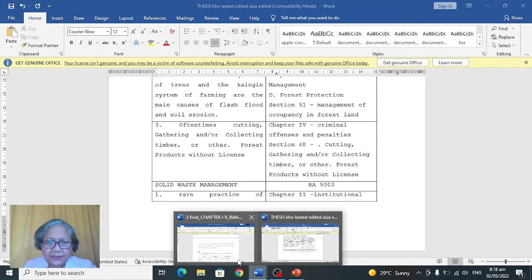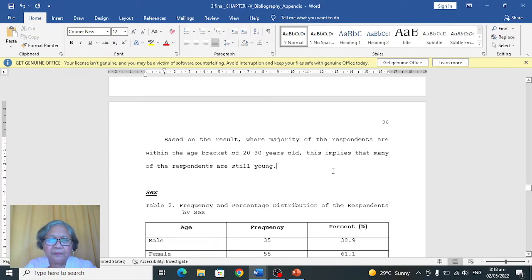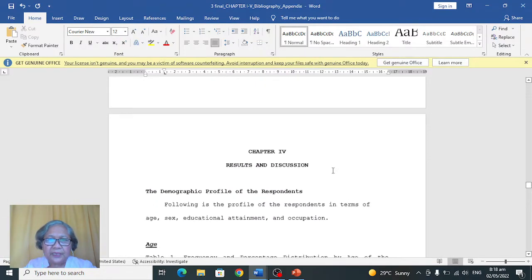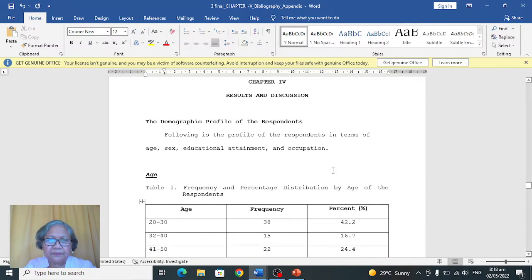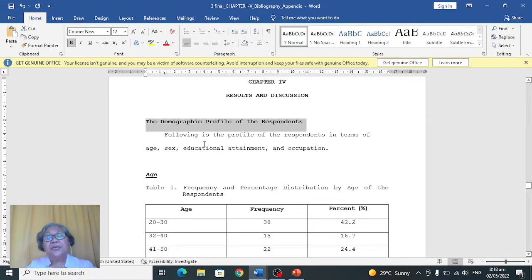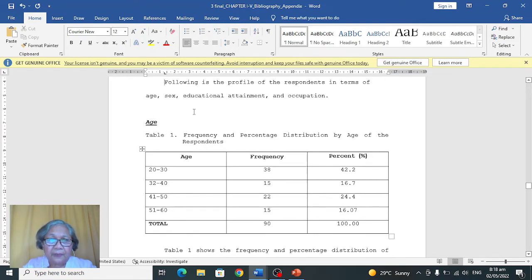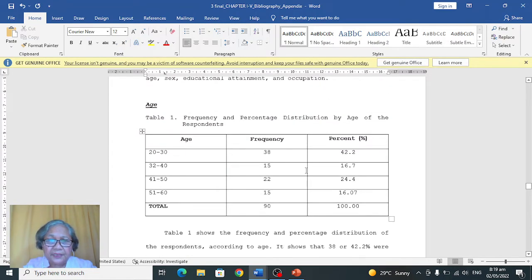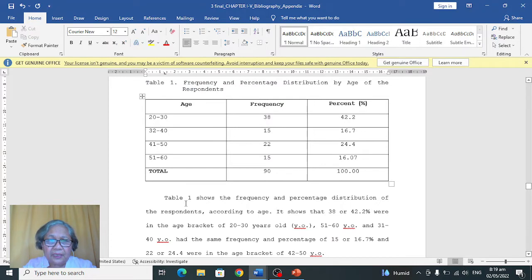Now, let us take another example of already checked manuscript. Okay. The objective of the study is to determine the demographic profile of the respondents. That's part of the objectives of this study. So, what is presented first, you will notice na wala na siyang number. What is presented first is the demographic profile of the respondents. So, each profile is presented in a table. After presenting the table, you have here the discussion.